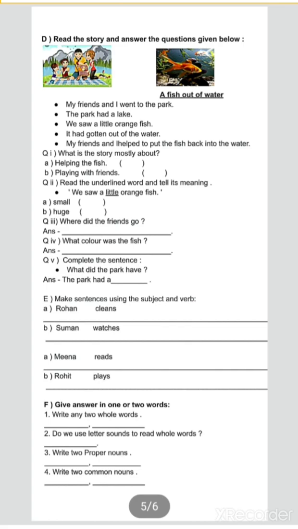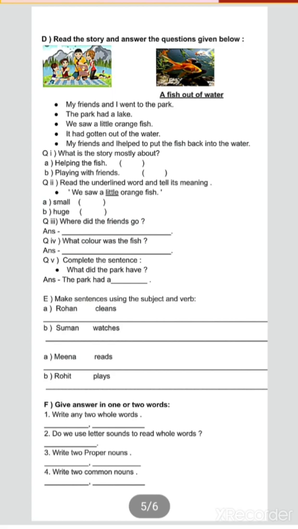Can you think, if a fish gets out of water, what will happen? We all know that fish can't be alive out of water. So the friends think of helping the fish. My friends and I put the fish back into the water.